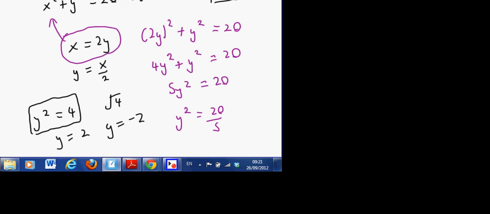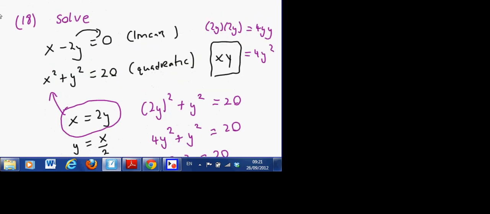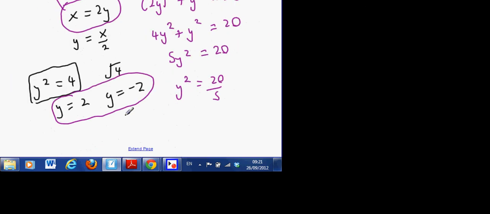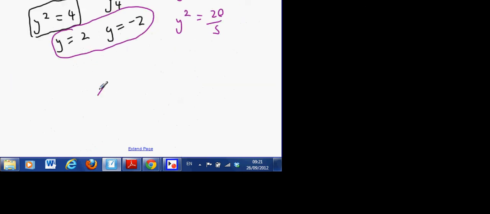Now that you have this answer, we now have to figure out what the x values are. And the x values you get by subbing these back into the linear equation. If we go back to the top, the linear equation is x minus 2y equals 0. x equals 2y. And this means that x equals one of two combinations. x is equal to 2 times 2. x will be equal to 4.